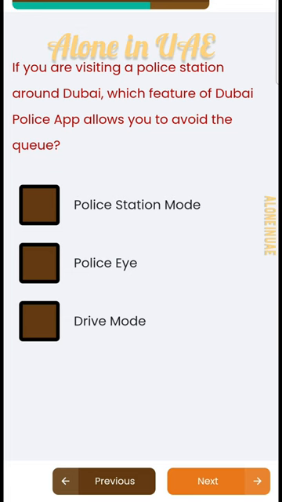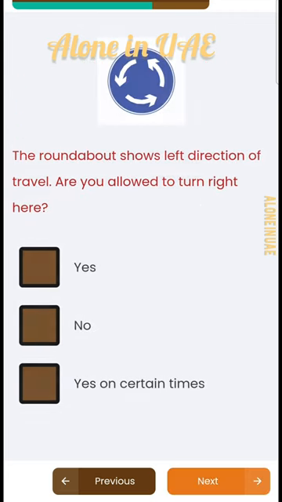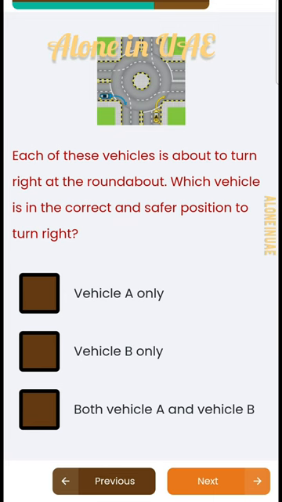If you were visiting a police station around Dubai, which feature of Dubai Police App allows you to avoid the queue? The roundabout shows left direction of travel. Are you allowed to turn right here? Each of these vehicles is about to turn right at the roundabout. Which vehicle is in the correct and safer position to turn right?